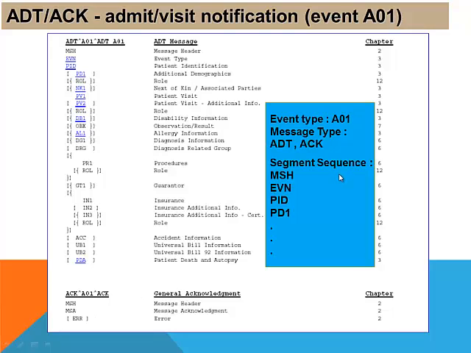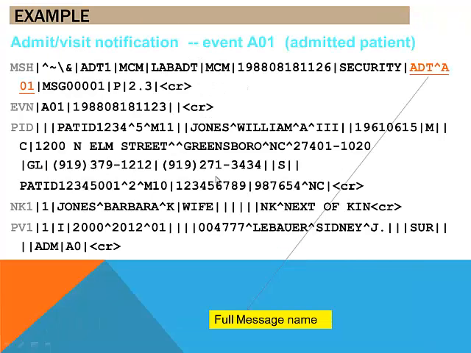So based on these grammars, we can construct this message. For example, this message includes the ADT and A01. First, we construct MSH, the message header. The message header is required for any message. Okay? For other segments, we will talk about more later.